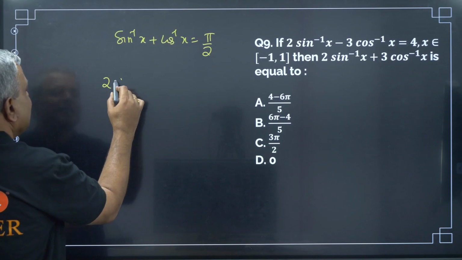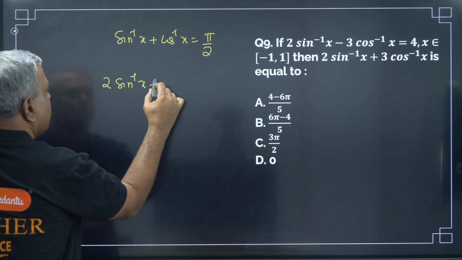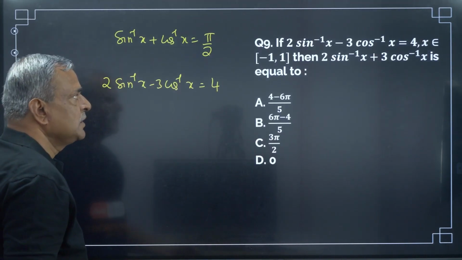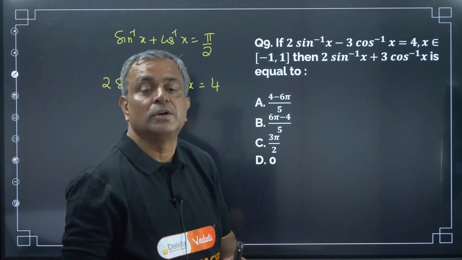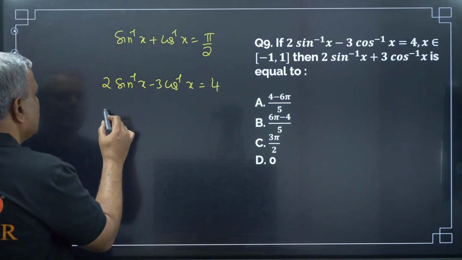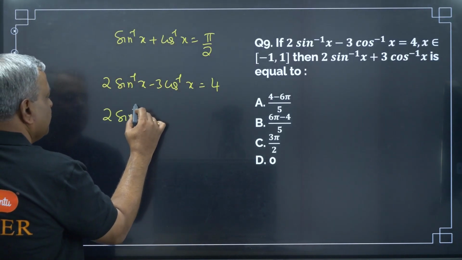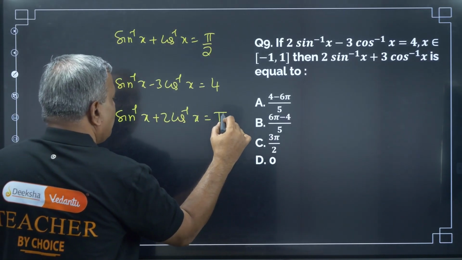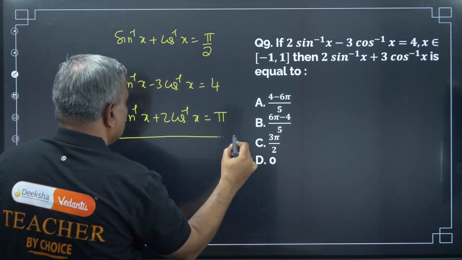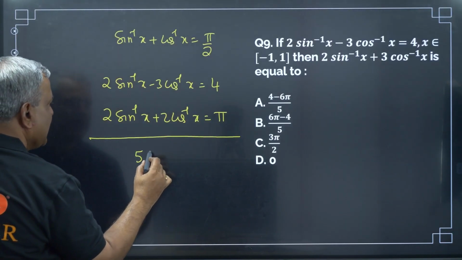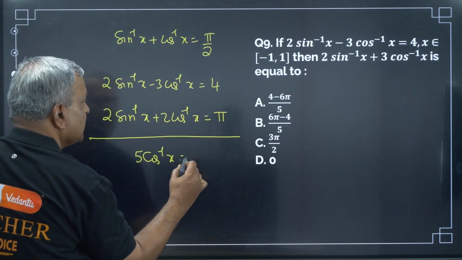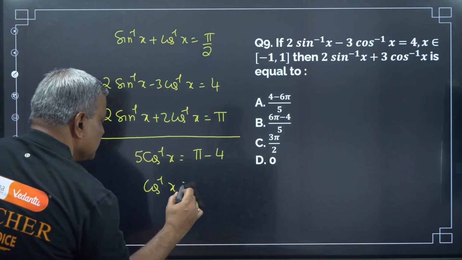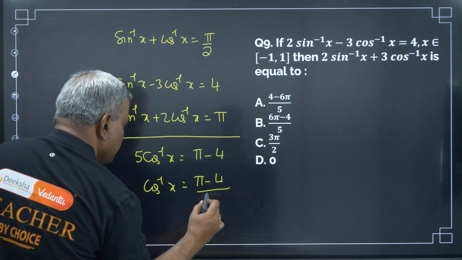Now 2 sine inverse x minus 3 cos inverse x is equal to 4, because in 1 minute you don't have time to check if it is correct or wrong. So keep on proceeding. Okay, 2 sine inverse x plus 2 cos inverse x is equal to pi according to this formula. Okay, subtract it. You get 5 cos inverse x is equal to pi minus 4. We get cos inverse x is equal to (pi minus 4) by 5.